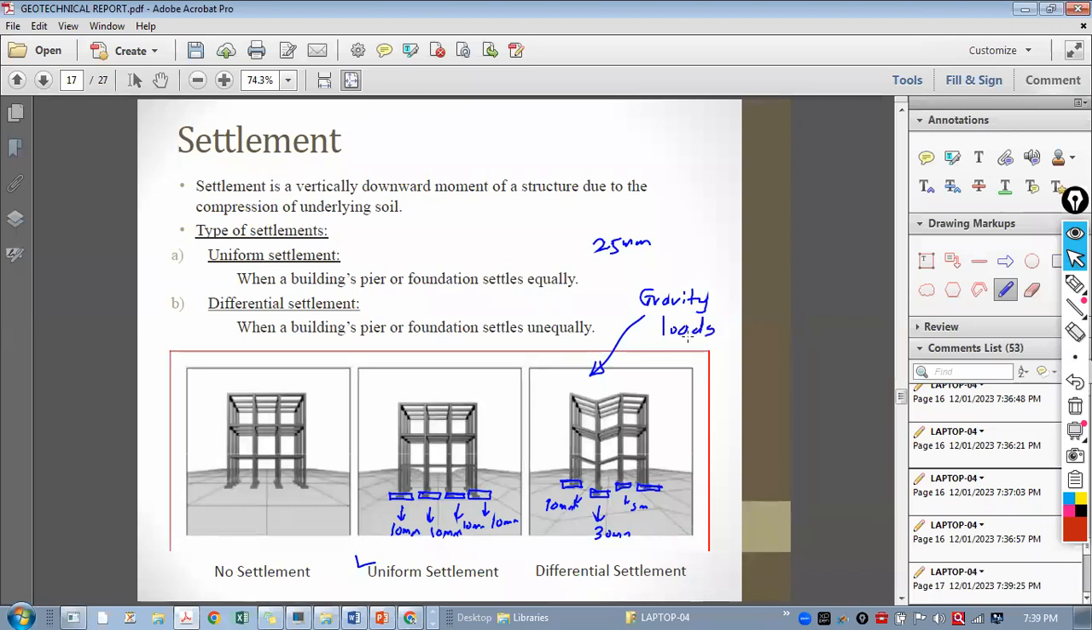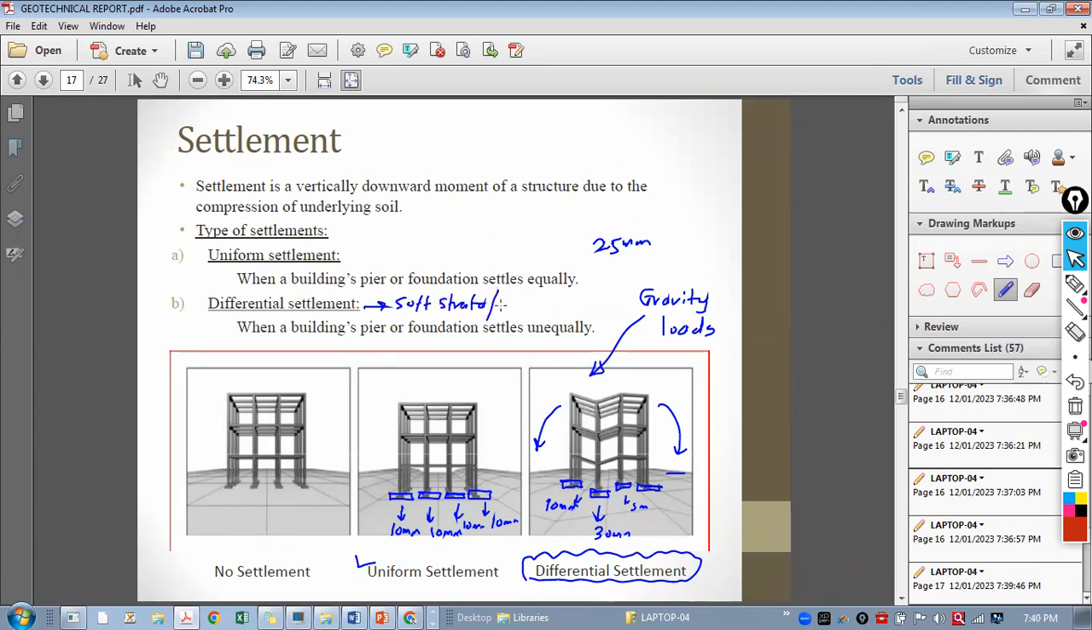Does anybody know of a building collapsing due to gravity load, once the building becomes old? Have you ever seen such a building collapse without an earthquake? It falls down. The main reason for the collapse of such a building is differential settlement. So this parameter is very, very important. You must do the foundation design properly, especially because differential settlement happens in soft strata.